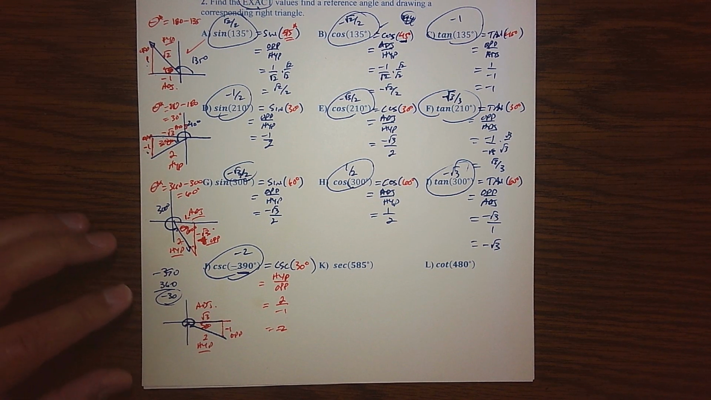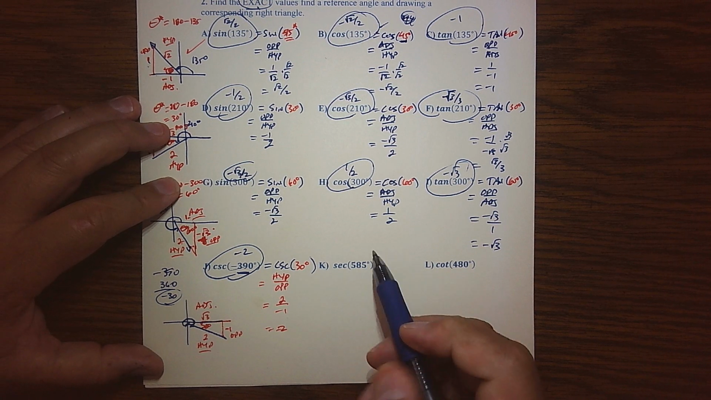All right, and so again, using a reference angle, corresponding right triangle. Same thing here, what's the secant of 585?